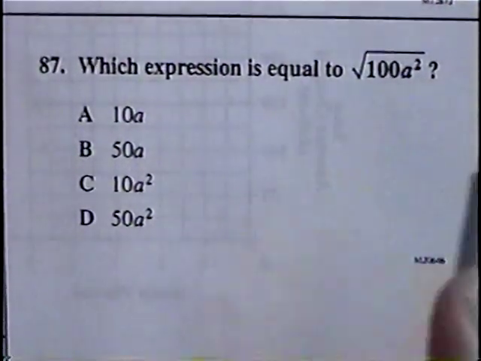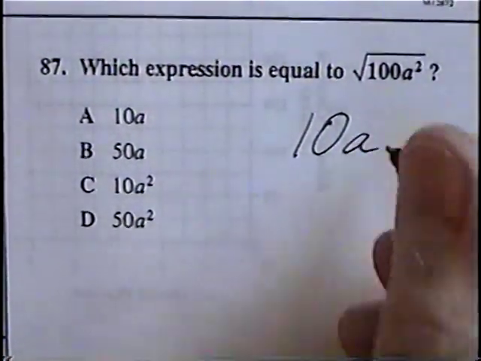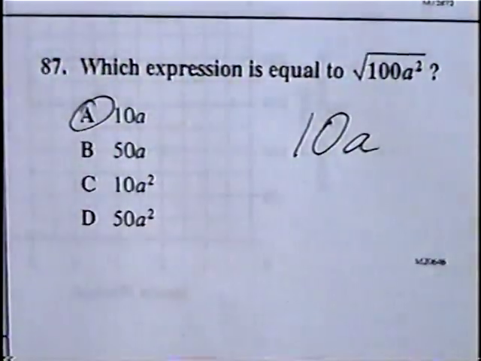Taking the square root of 100, that would be 10, and the square root of A squared would be A, because A times A would be A squared. Correct answer would be A, 10A.